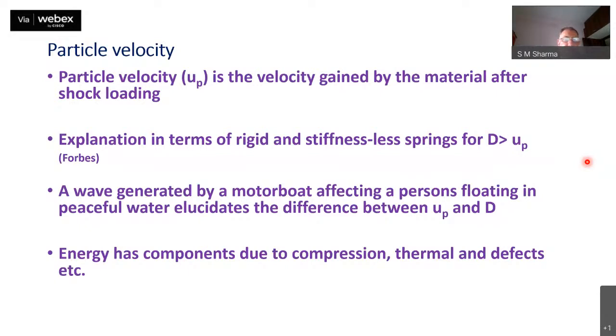I should also mention that energy has components. We mentioned energy in very general terms, but energy has components which are due to compression, also thermal effects, and so on, because all the variables which contribute to the energy have their aspects.